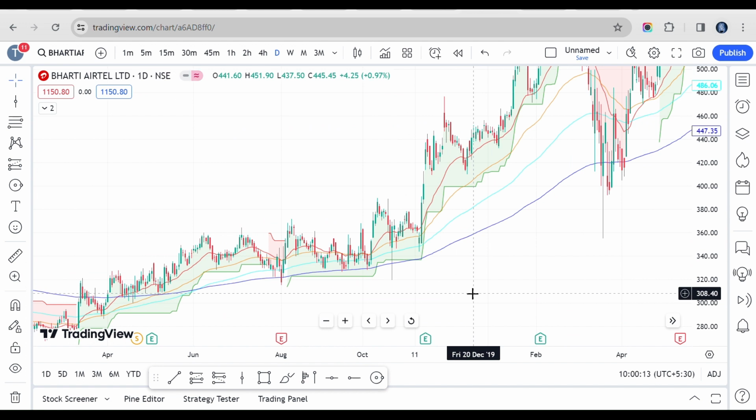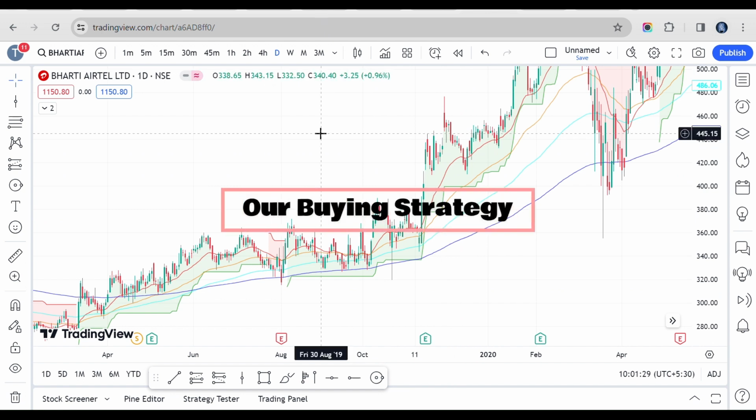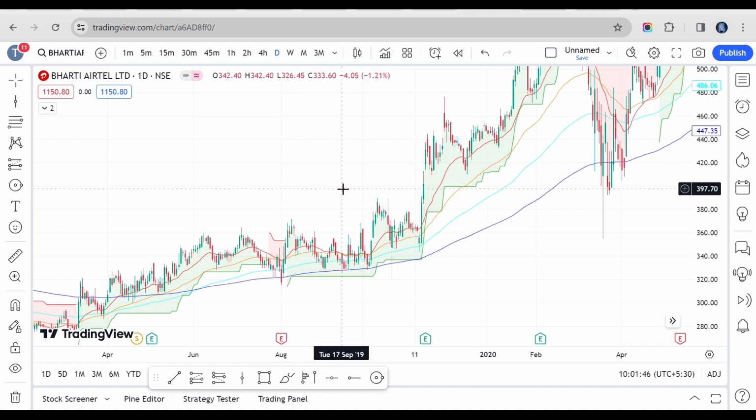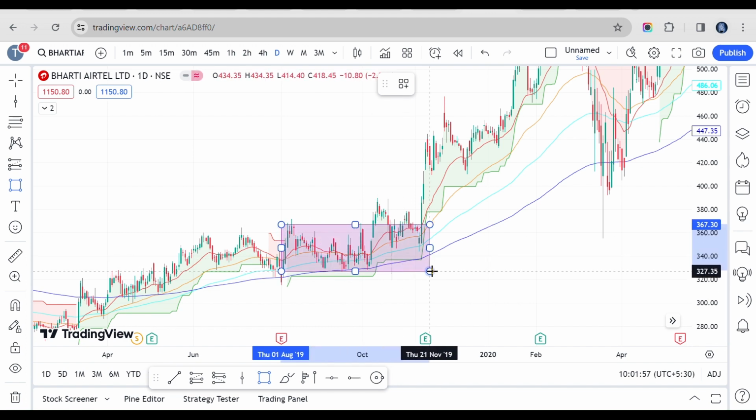Now both the indicators are on our chart, and let's use these two indicators to deploy our strategy. We are on a Bharti Airtel stock chart. Let's see how our buying strategy triggers. The first point you need to check for buying any stock is, you need to find a base like this.